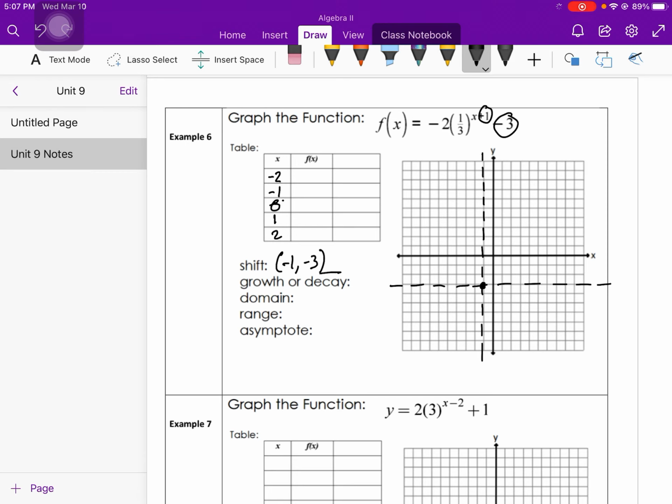Is this growth or decay? It's going to be decay because the b value is 1/3. All right. And then the asymptote is going to be y equals -3. It's always the k value. In this case, you probably noticed that earlier. But now the f of x. So we're working with 1/3.